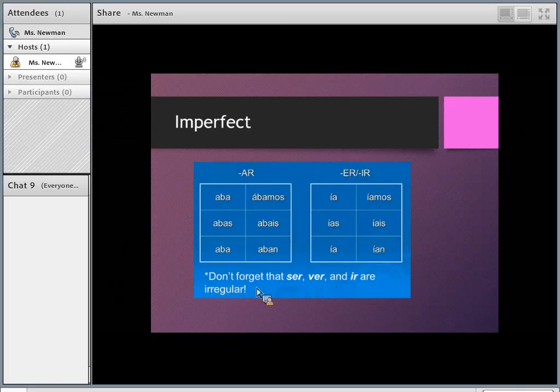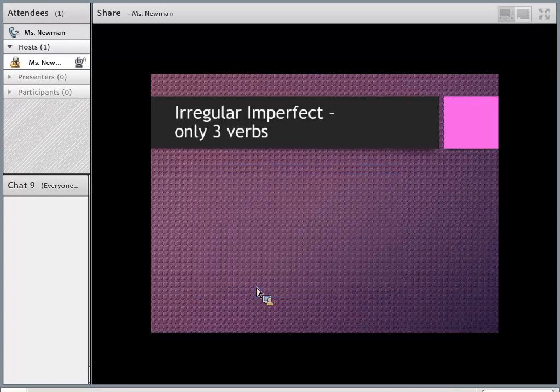Okay, here are our endings for the imperfect tense in the AR and ER, so you can see them right next to each other. So we have aba, abas, aba, ábamos, abais, aban, ía, ías, ía, íamos, íais, ían. And we have a note at the bottom here. Don't forget that ser, ver, and ir are irregular. So that's what's really nice about this imperfect tense, that there are only 3 irregular verbs. That's it. All the rest will follow those normal patterns.